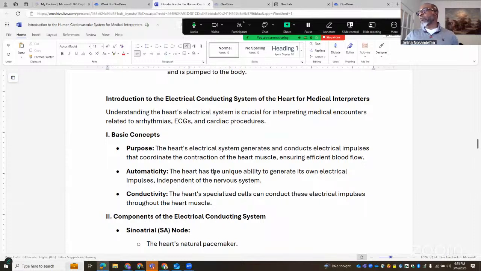Automaticity. The heart has the unique ability to generate its own electrical impulses, independent of the nervous system. Conductivity. The heart's specialized cells can conduct these electrical impulses throughout the heart muscles. So these are three important concepts. Okay.